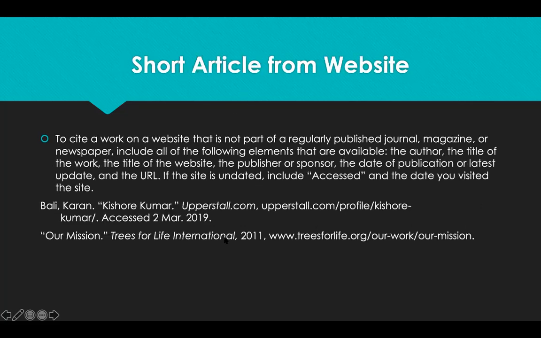A short article from a website, such as the one that I showed you a little bit ago when I used the NC State database, to cite a work on a website that's not part of a regularly published journal, magazine, or newspaper, include all the elements that are available: the author, the title of the work, the title of the website, the publisher or sponsor, the date of publication or the latest update, and the URL. If the site is undated, include "accessed" and the date you visited the site.